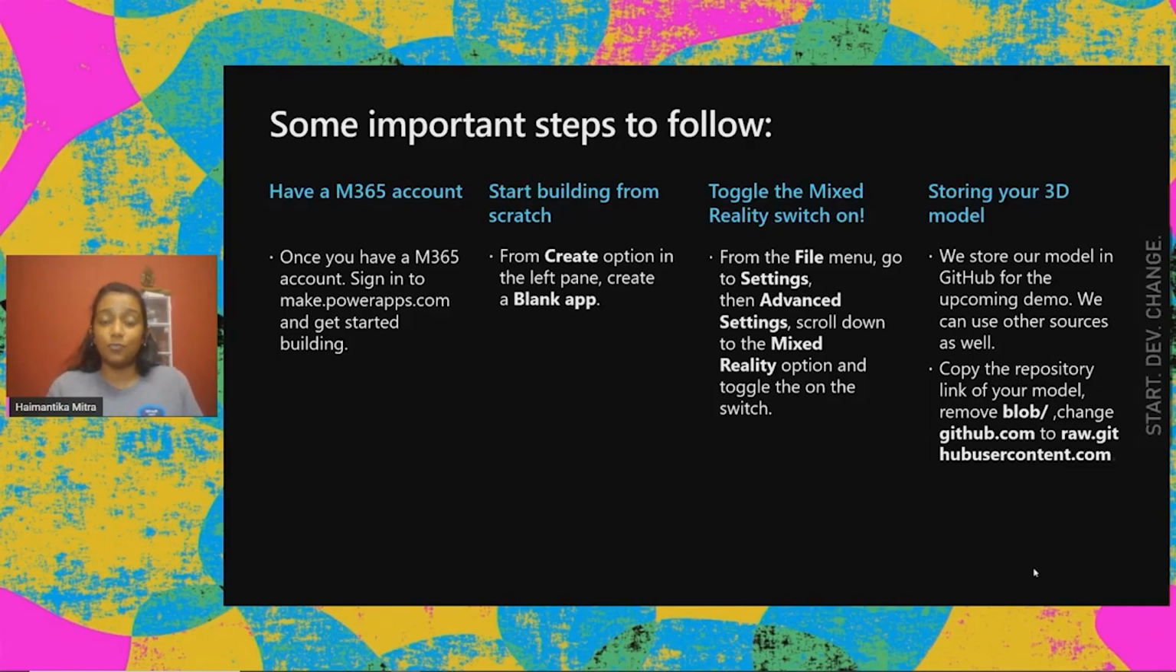And the fourth and the last most important part is to store our 3D models. Whenever we are using mixed reality, we need a 3D model with a .glb extension. And we can store it in a variety of areas, but in my particular demo, we will be storing it in GitHub. When we are copying the link, we should be careful of not having blob in that link, and to change github.com to raw.githubusercontent.com. And once all of this is done, we have a ready-made app right in front of us. We will be seeing this in detail in our demo.